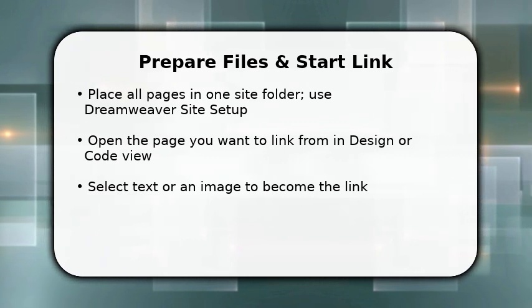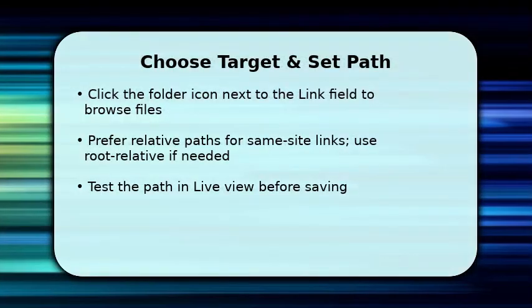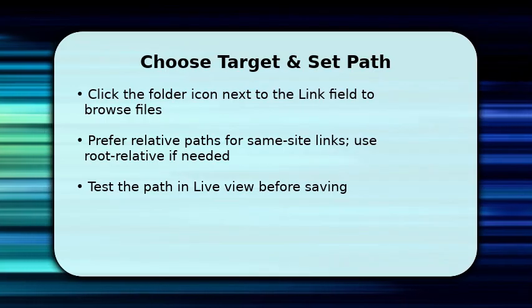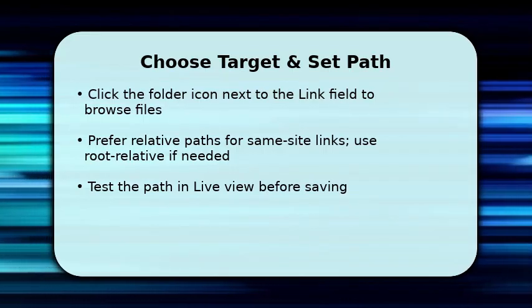Now you choose the target page. Click the folder icon beside the link field or type a path directly. Dreamweaver displays files in your defined site. Select the target HTML file to insert a relative path automatically, which keeps links portable. If you must use root relative paths, confirm the site route first. Once chosen, glance at the Properties panel to verify the href. Make sure to switch to Live View to immediately confirm.